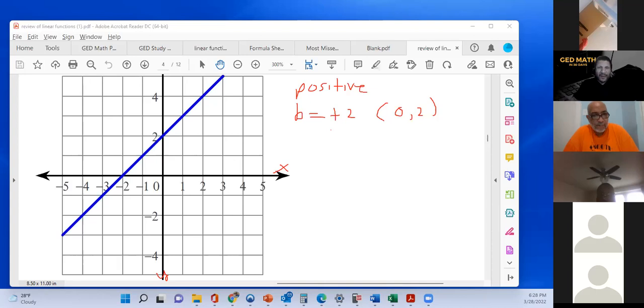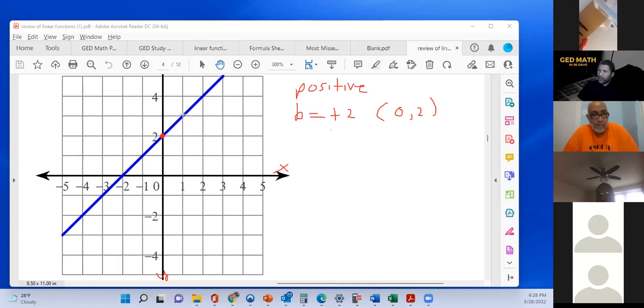Now, how many points do we need to find the slope of a line? 2. Well, we already have 1. We're going to use the y-intercept. It makes it easy. Now, where am I going to get the second point? Understand this: a line has an infinite amount of points, but you only need 2 to find the slope of a line.